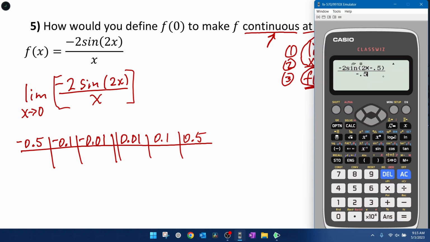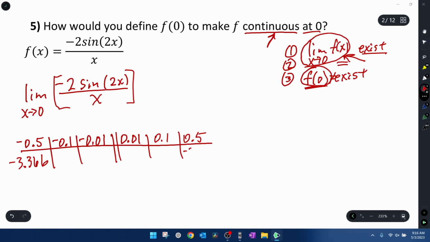Here I've replaced the x's with negative 0.5, and we're going to get negative 3.366 rounded. And then with your calculator, if you have the ClassWiz, it's super easy to simply scroll back and delete the negative signs. And then without having to retype the whole thing over again, you can get the positive 0.5 value. And we see that that is symmetric. So again, negative 3.366 rounded. And that indicates that these other values will probably be symmetric also.